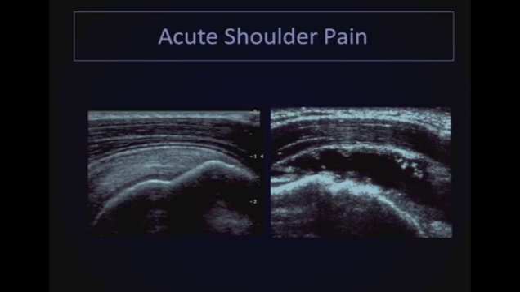Now, knowledge of anatomy is very important, and the shoulder is one of the trickier joints to evaluate with ultrasound, just because the tendons are not oriented in a linear fashion, and the anatomy is a little bit more complex. But here's a patient who presents with acute shoulder pain, and I wanted to show you a normal rotator cuff.